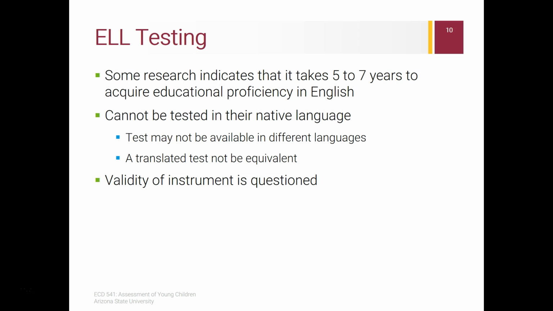Standardized tests also create difficulty for ELL students. Some research indicates that it takes 5 to 7 years to acquire educational proficiency in English. However, ELL students cannot take their tests in their native language for numerous reasons, among which are that a test may not be available in their native language, and even when there is a test available, it may not be possible for there to be an exact equivalent, since content and vocabulary in one language may be either easier or more difficult conceptually when translated.